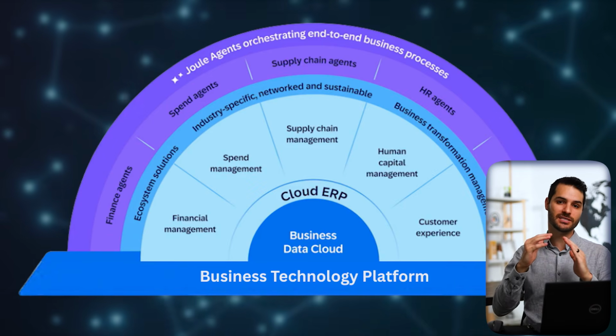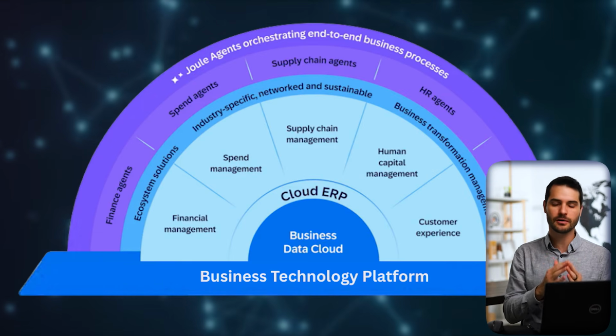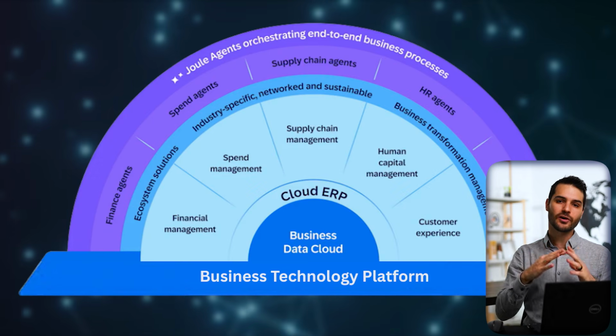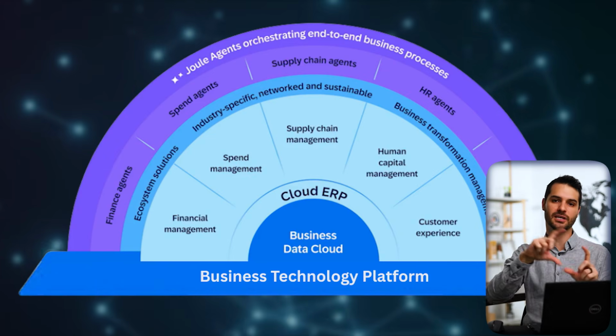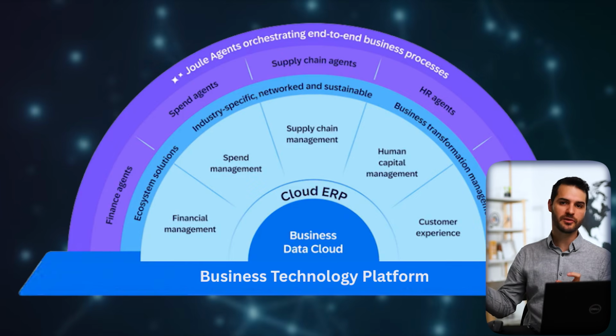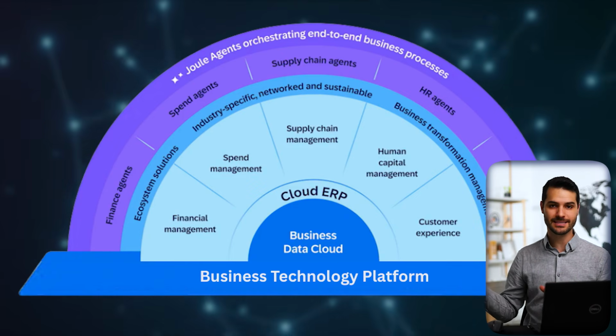And then all of that, they describe as sitting on top of the Business Data Cloud. I wouldn't necessarily describe it that way, but it's fine. That's all going to integrate in with Business Data Cloud, and that's that whole section of this diagram that we're looking at. Now, of course, you can see on the top, you've also got Joule, which is the AI side of things. I'm going to be talking about that in a separate video.